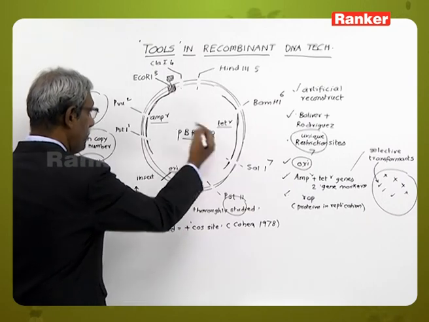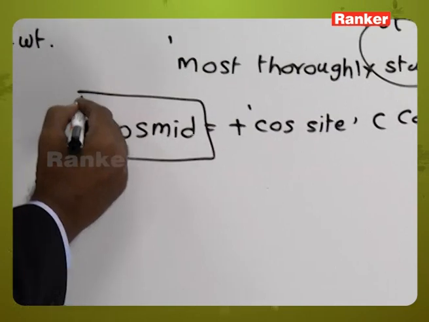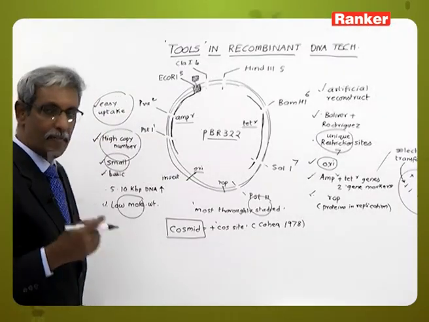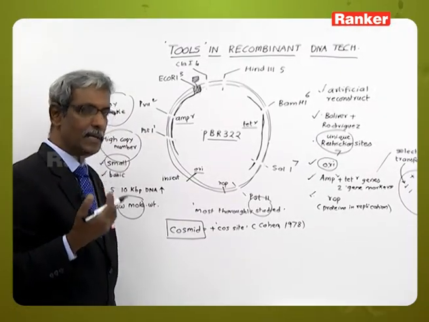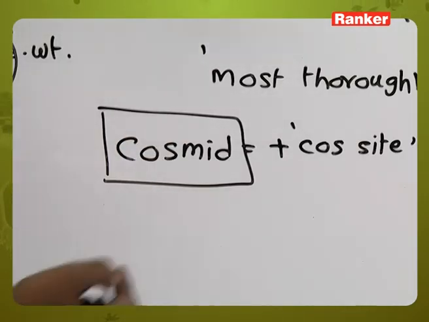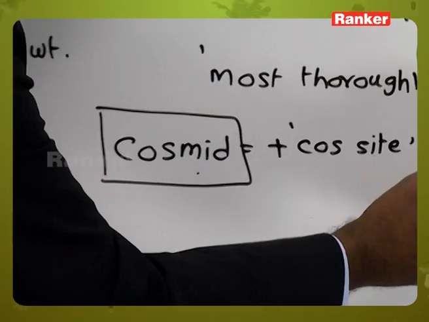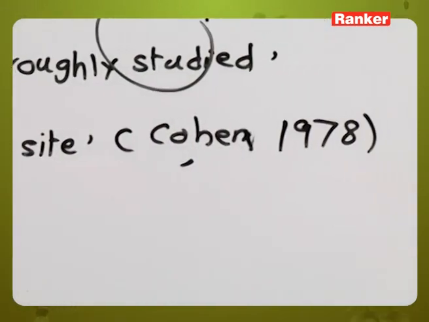A modification of the pBR plasmid is termed a cosmid. It is just like a series: from a plasmid you have the development of the next generation of vector, which is termed a cosmid. So, what is a cosmid? A cosmid was developed by a scientist named Cohen in 1978.